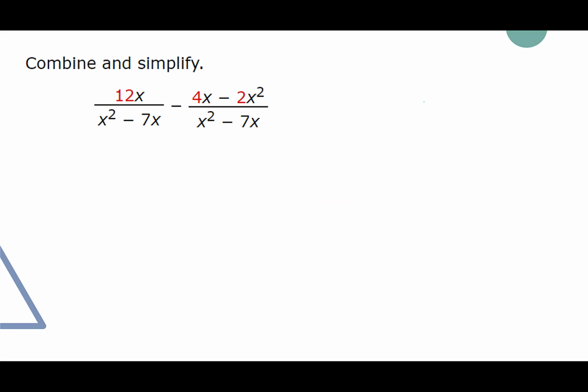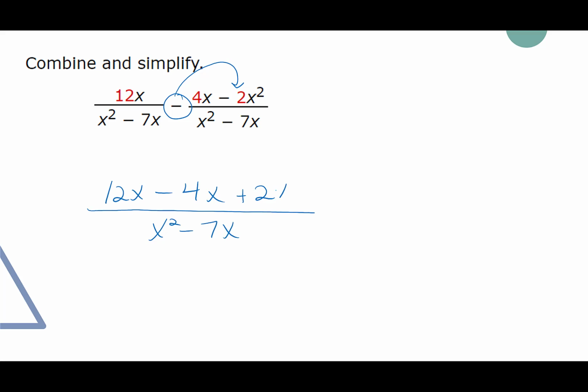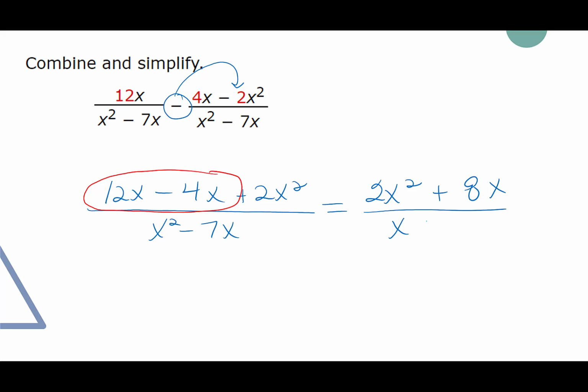Okay, let's try another example. This example has a common denominator of x squared minus 7x. The numerator is 12x minus 4x, and you see this would be a minus negative 2x squared, which is a positive 2x squared. Now if we combine like terms in the numerator, and I'm going to go ahead and write this in descending order, 2x squared plus 8x over x squared minus 7x.